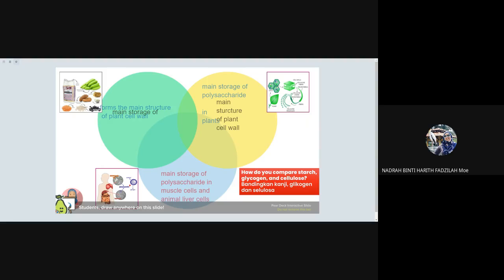Mungkin dari segi monomer dia. Apa monomer atau apakah basic component yang membina ketiga-tiga ni? What is the basic unit that builds up starch, glycogen and also cellulose? Ada satu je. Apa nama dia ya?